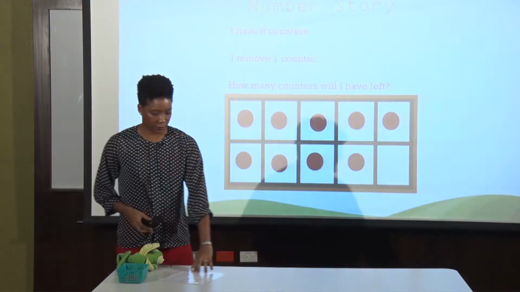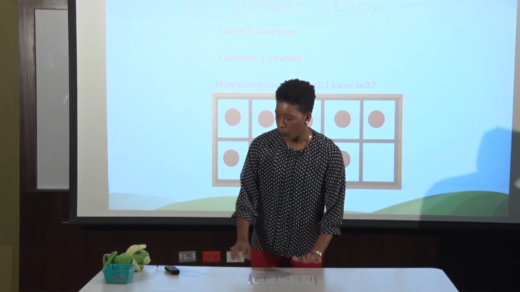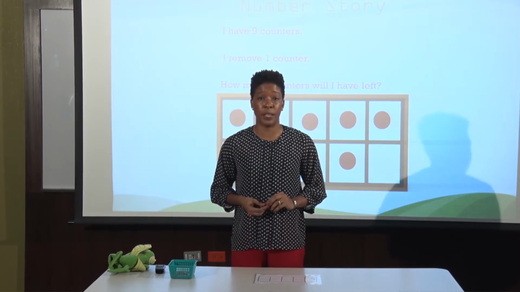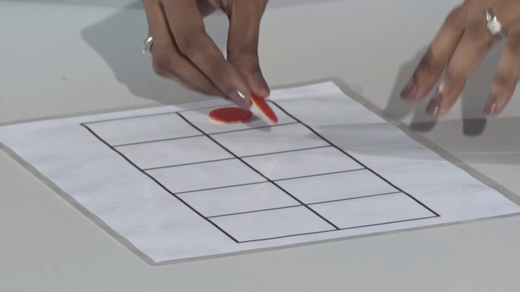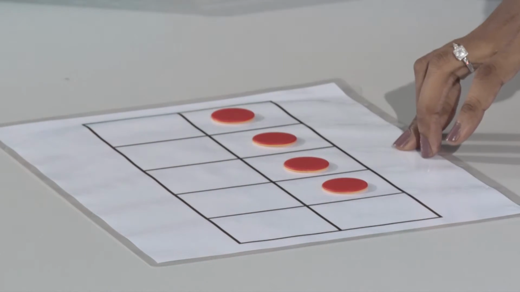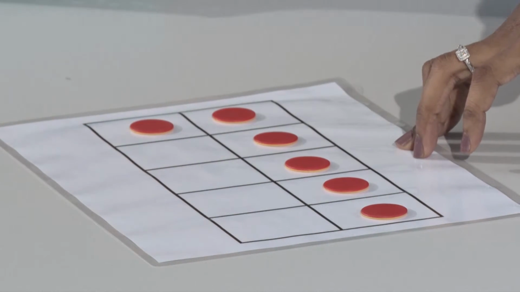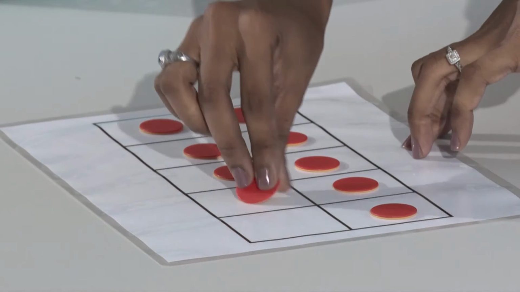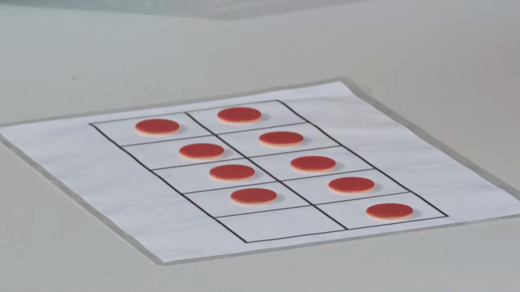So, here's my 10 frame, boys and girls. And here are my counters. I have to place 9 counters on my 10 frame. 1, 2, 3, 4, 5, 6, 7, 8, 9. So I have 9 counters in all.